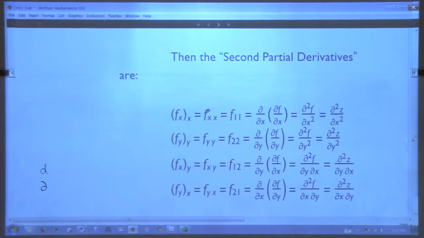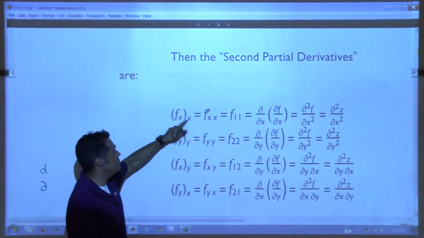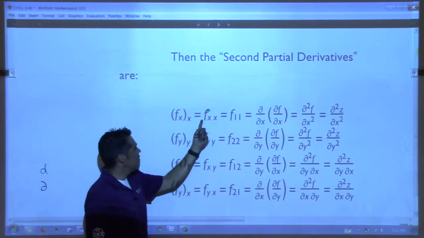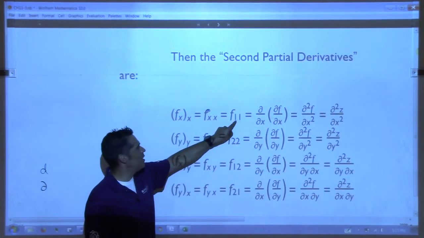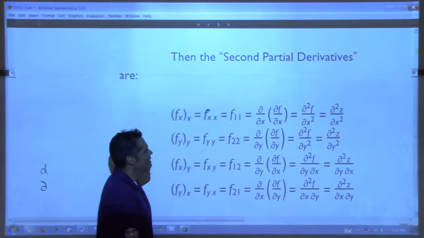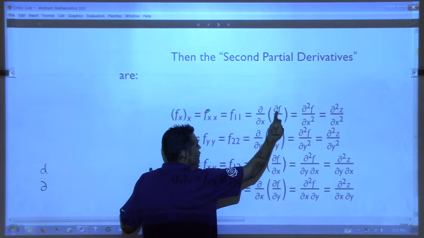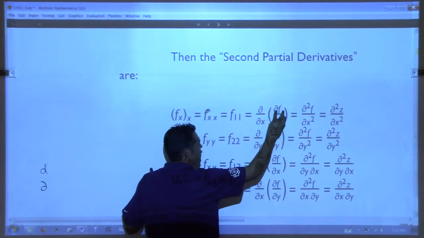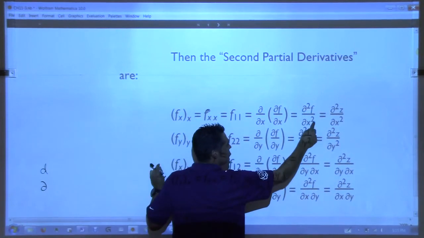So right here, these are just the second order partial derivatives. The notation f subscript x, with another x, means you're doing the derivative with respect to x twice, or with respect to the first variable twice, or the partial of f with respect to x, and then take the partial with respect to x again. Or you could put squared here, squared here.